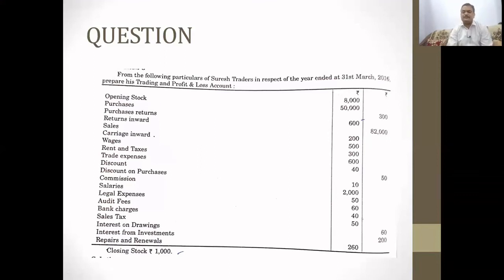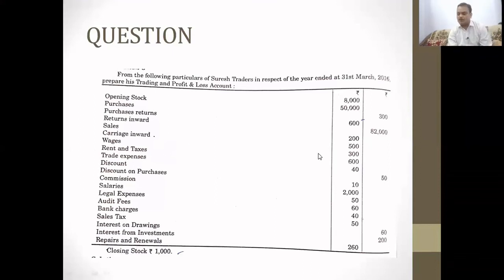Purchases will be shown on the debit side of the trading account, and purchase return will be subtracted from the purchases. Sales of 82,000 are shown on the credit side of the trading account, and return inward, also called sales return, will be subtracted from the sales to find the net sales. Carriage inward is a direct expense and will be shown on the debit side of the trading account.